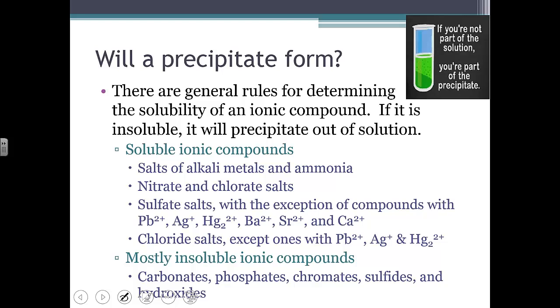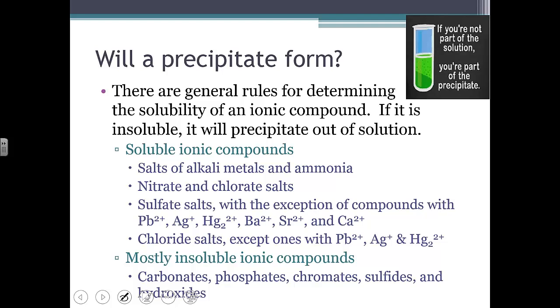Now, how do we answer the question of whether a precipitate forms or not? There are general rules for determining the solubility of an ionic compound. If something's not very soluble in water, then it's going to precipitate out of solution. So some of the general rules, as far as what's soluble: a salt of an alkali metal and ammonia is going to be soluble. So salts of alkali metals and ammonia are soluble. Nitrates are soluble, and so are chlorate salts.